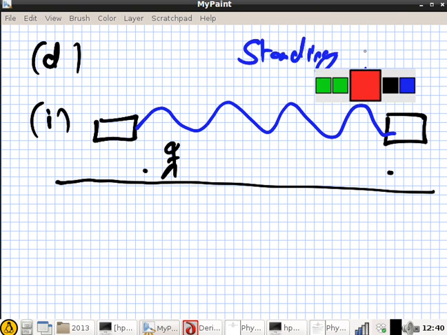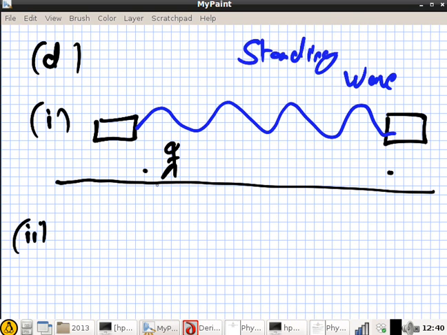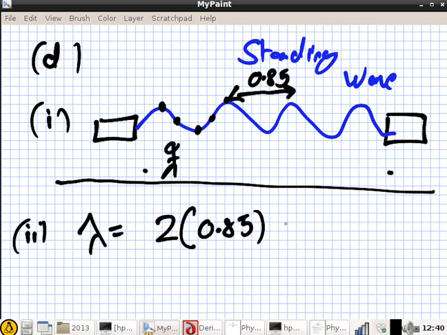Okay. Part 2. Another 2 marks. If the distance between the loudest points is 0.85 meters, what's the wavelength? Where does the loudest sound happen, do you think? At the antinode or the node? Antinode. So they're saying the distance between the antinodes is 0.85 meters. So what would the wavelength be? 2 times 0.85, which is 1.7 meters.